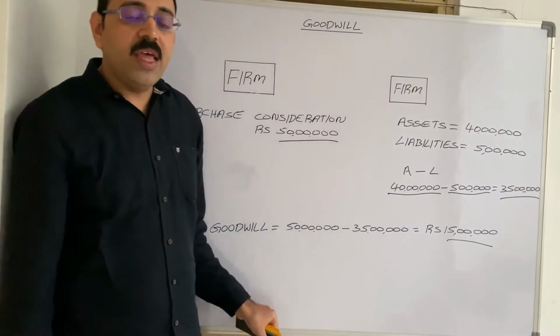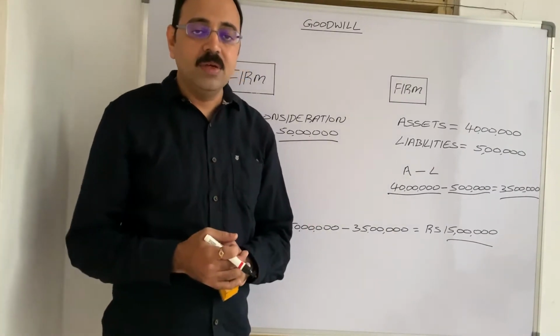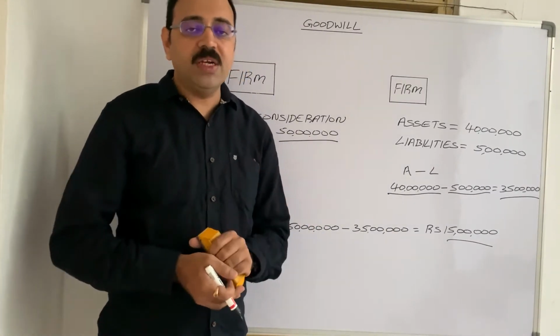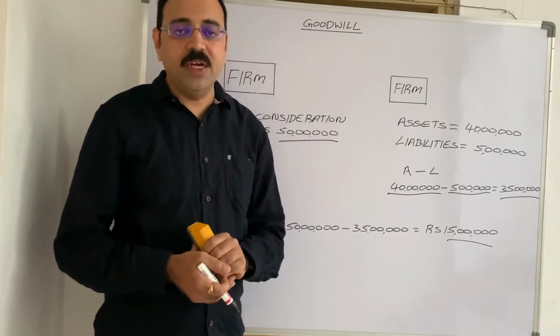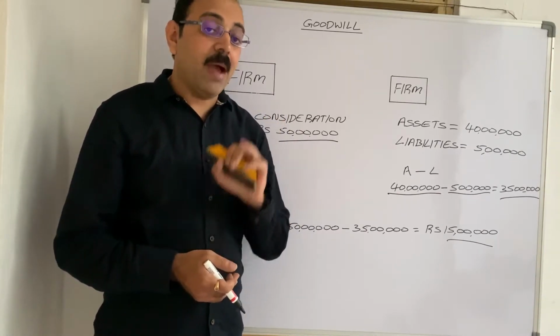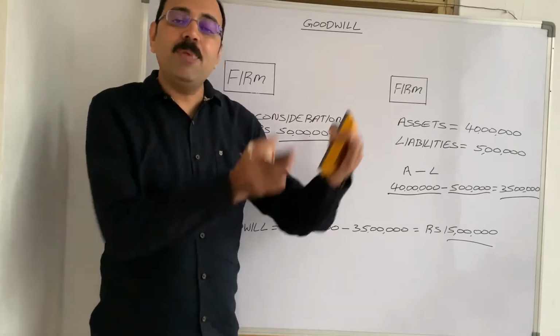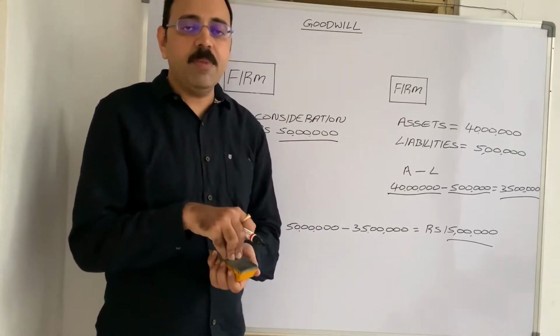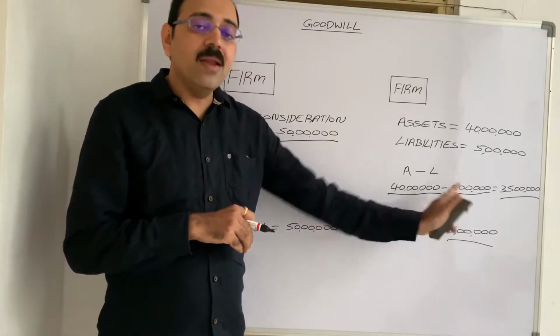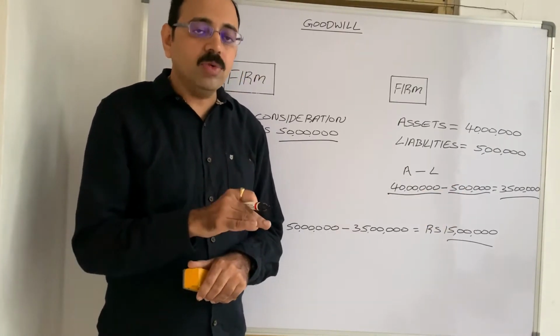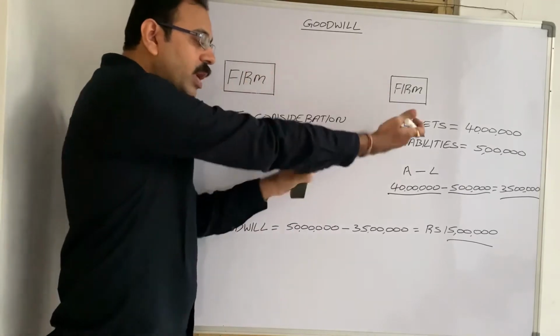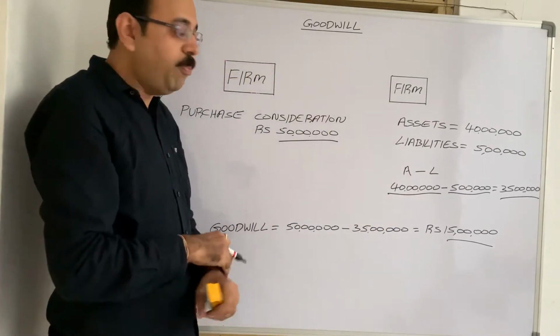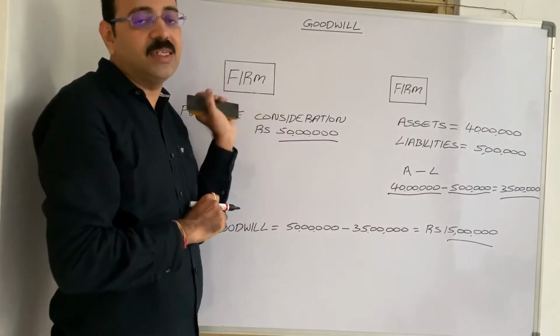For that there are different methods: average profit method, weighted average profit method, super profit method, capitalization method. There is a separate lesson for this goodwill valuation. By using one appropriate method, goodwill amount will be calculated. So the amount which we paid to them in the form of goodwill appears in our balance sheet asset side.